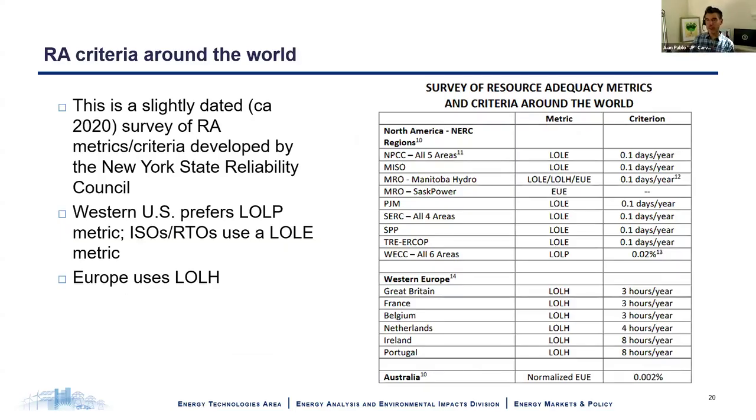This is 2020, and it gives us a flavor that only 5 years ago, as you can see to the right, most of the North American ISOs and RTOs were using the 0.1 days per year, or the 1 in 10 metric, perhaps with the exception of WEC, which was using a percent criterion for loss of load probability. And in Europe, they had been using largely loss of load hours. Europe is also in the process of shifting their hour-focused resource adequacy metrics to something that also recognizes frequency and magnitude.